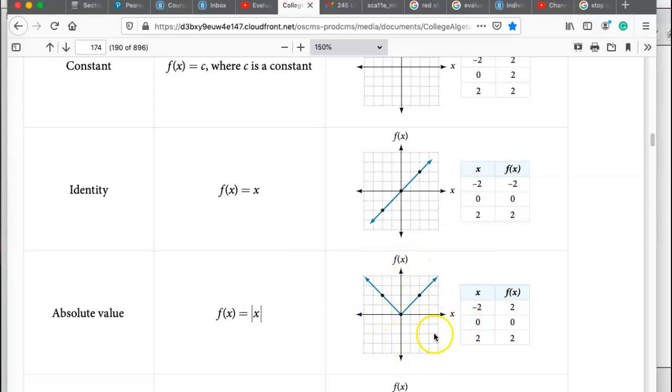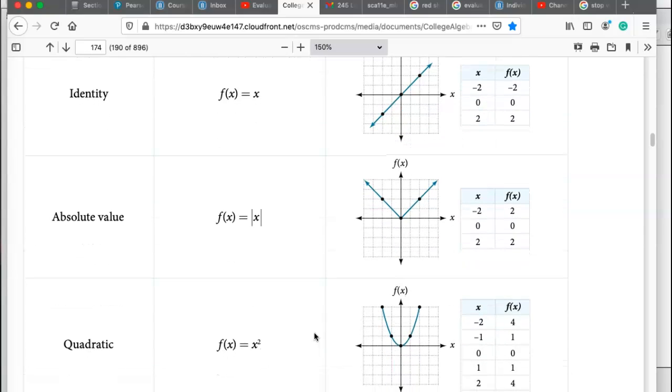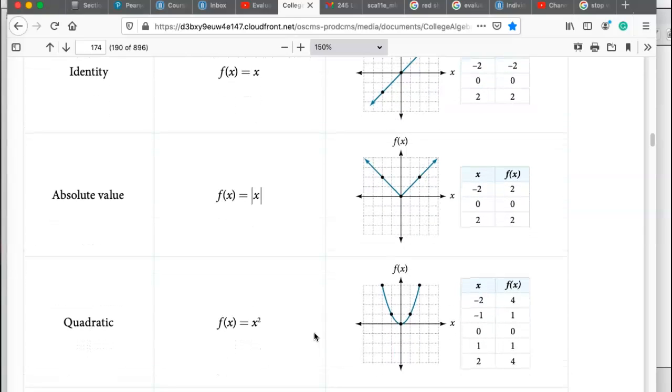Notice that the graph's axes are labeled x, f of x, and I want you to get in the habit of labeling your tick marks, because that's going to be important. We're going to be graphing a lot of functions, and if we don't understand their basic names, it's going to be problematic later.